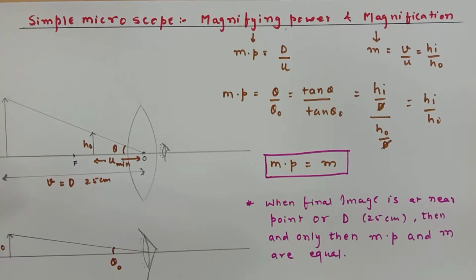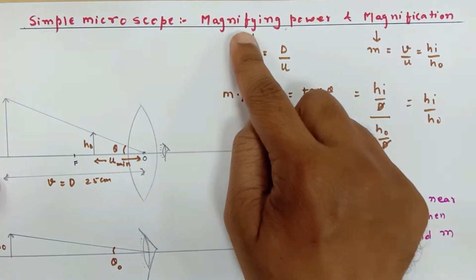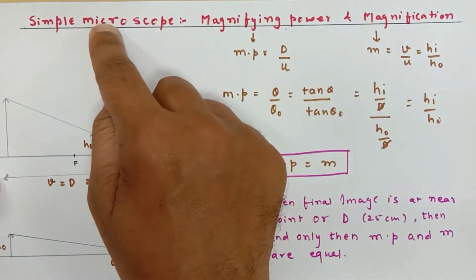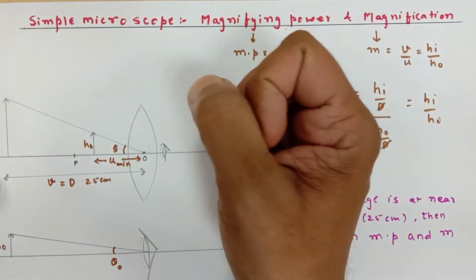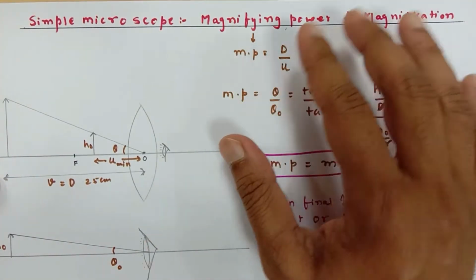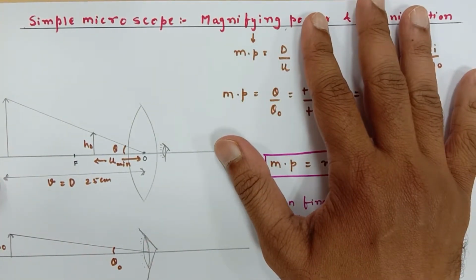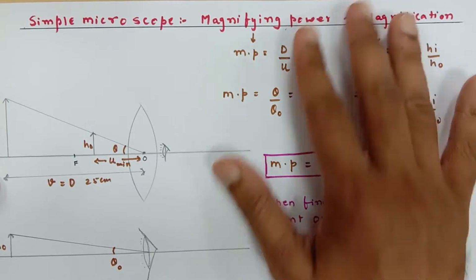So today I'm going to give you a very important update on the magnifying power and magnification of the simple microscope. Simple microscope is also called a magnifying glass or a single convex lens, and please continue watching this video till the end to get a better understanding.